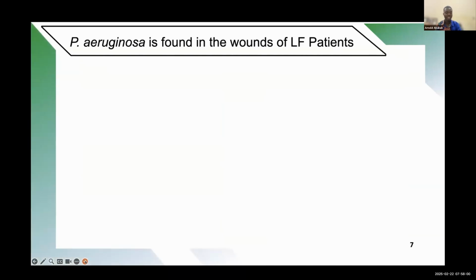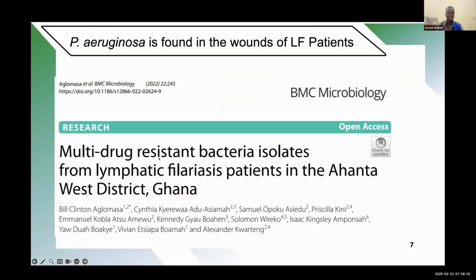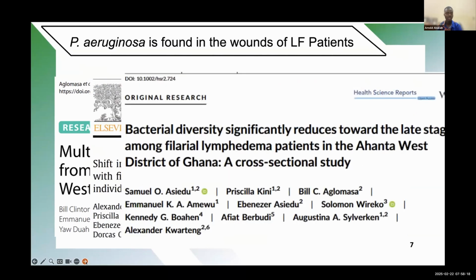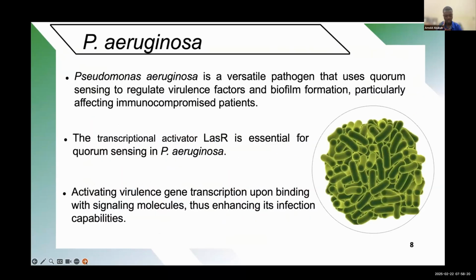A lot of work has been done, as I said earlier. We have characterized these wounds and found that most of the secondary bacterial infections in there are a result of the colonization of multi-drug resistant bacteria. And one of the most prominent bacteria found through our characterization methods is Pseudomonas aeruginosa.